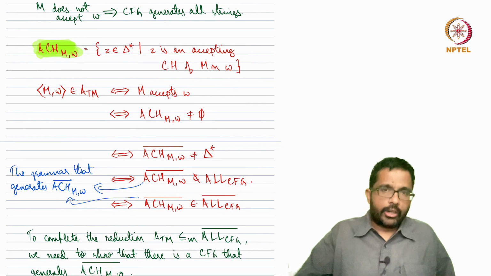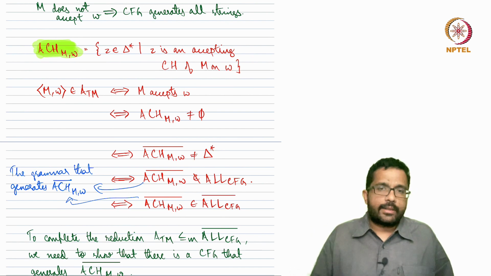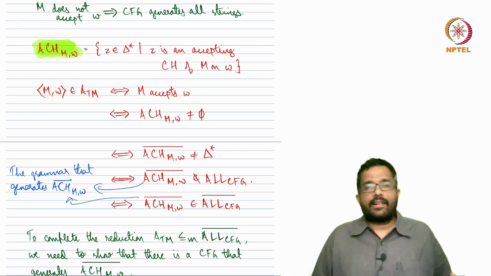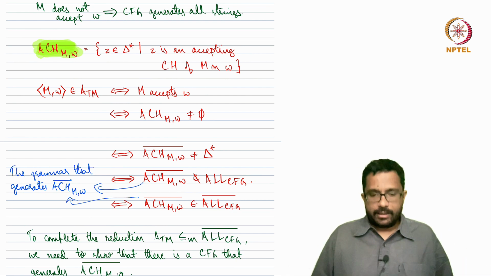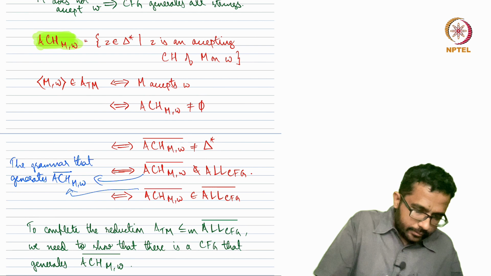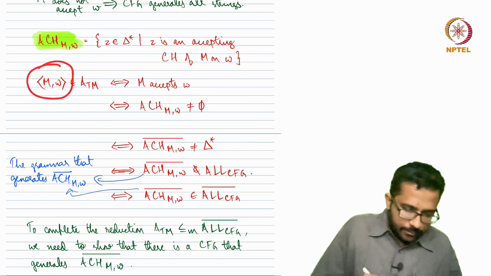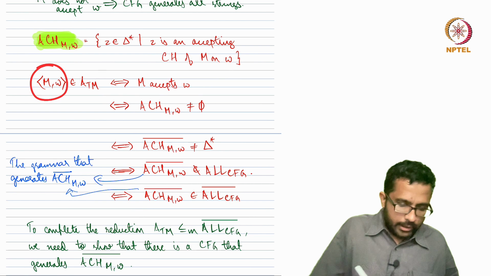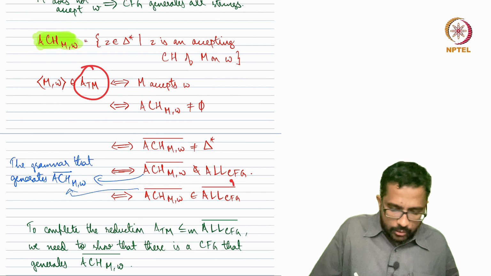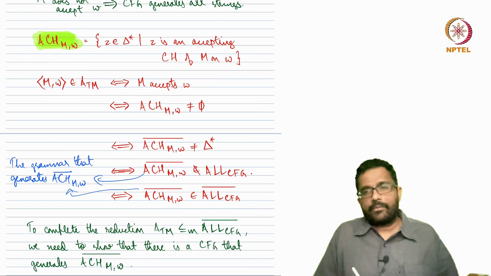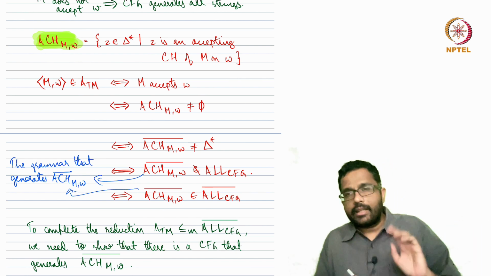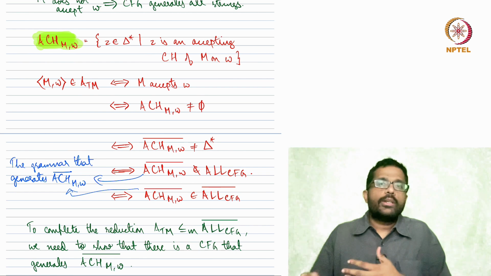And if M does not accept W, there is no accepting computation history, and the complement of ACH_{M,W} is the set of all strings, and hence the grammar that generates it is part of all CFG. So this gives a reduction from ATM. Given M and W we are constructing the grammar, so it is a reduction from ATM to all CFG complement. Given a yes instance of ATM, we are giving a yes instance of all CFG complement, which is a no instance of all CFG.